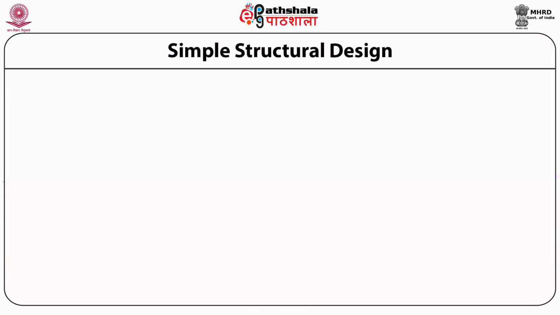There are different types of organizational designs: the simple structural design, the bureaucratic design, the matrix design, the horizontal organizational design, the network design, the virtual organization, the project organization, and free-form organization. Let us first discuss the simple structural design.